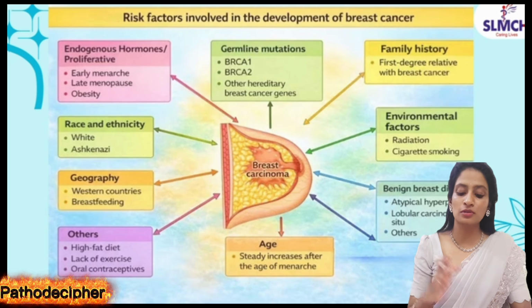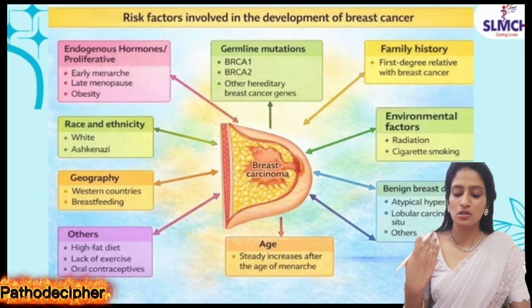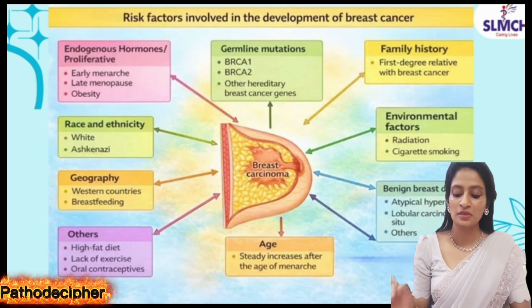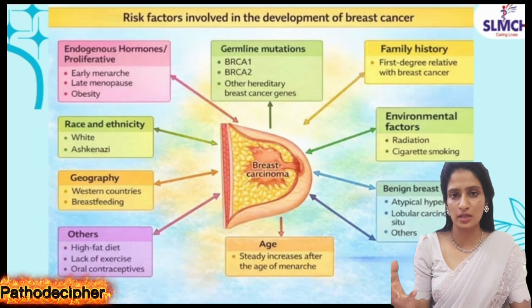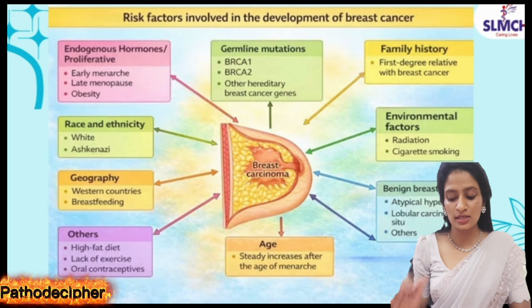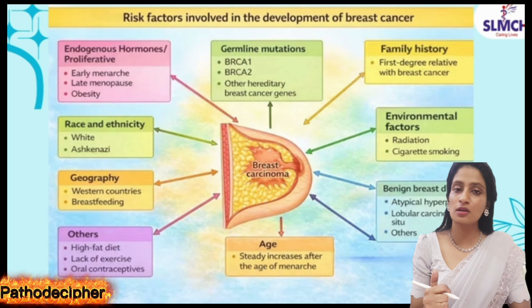So a little bit about the risk factors for the development of breast cancer. It may be due to a germline mutation, that is BRCA1, 2 or other hereditary genes, or it can be due to family history, a first degree relative having it. That is also one kind of risk factor. The third one is environmental factors. Due to radiation, cigarette smoking and sedentary lifestyle, everything adds on. And the next one is benign breast disease which has atypical changes. Those also come under this.